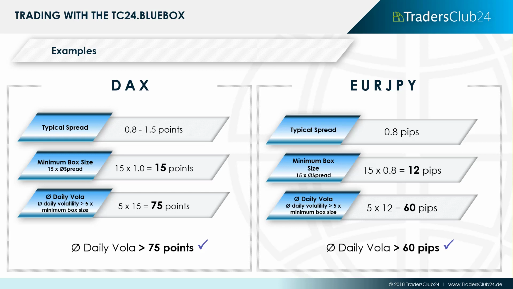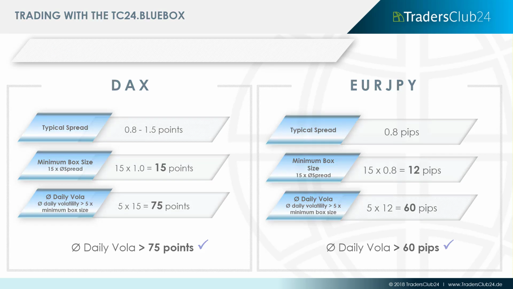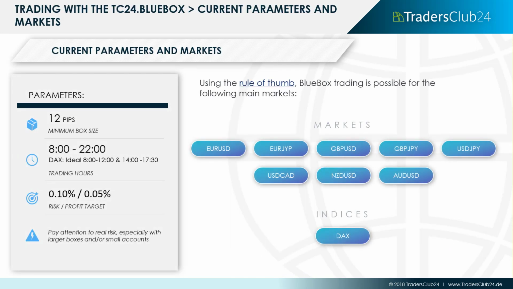On the right hand side, the Euro yen, typical spread 0.8, minimum box size 12 pips, maximum box size 60 pips. So everything which is larger or smaller shouldn't be considered for a good trade.